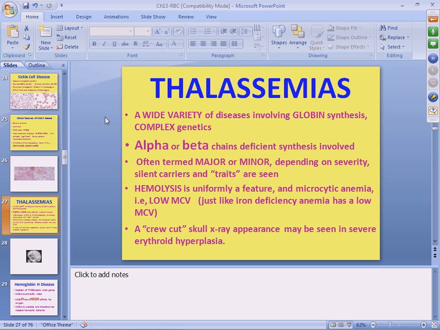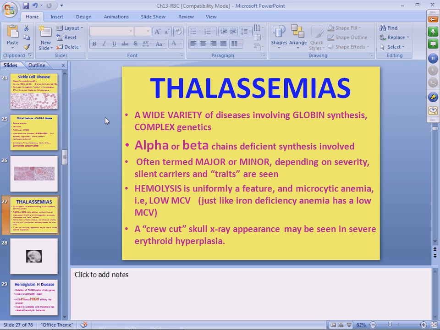The unifying clinical feature in all the thalassemias is that it's a hemolytic anemia. And by the way, you might want to keep this in mind, because the most common type of anemia you'll be dealing with in all of your patients is a hypochromic, low MCHC, microcytic, low MCV anemia called iron deficiency anemia. Well, guess what? The thalassemias are also hypochromic and microcytic. So keep that in mind.